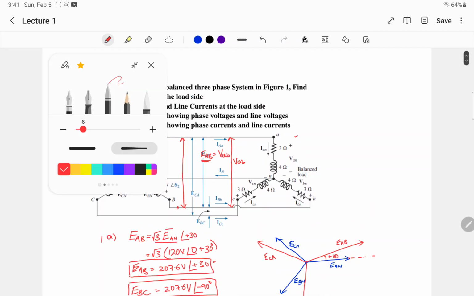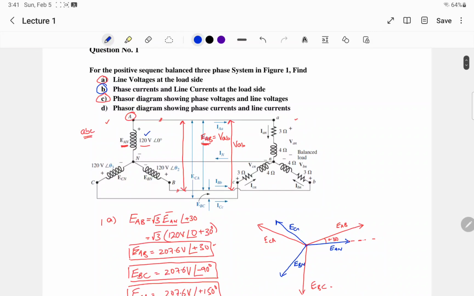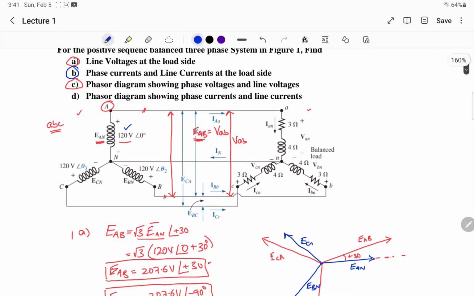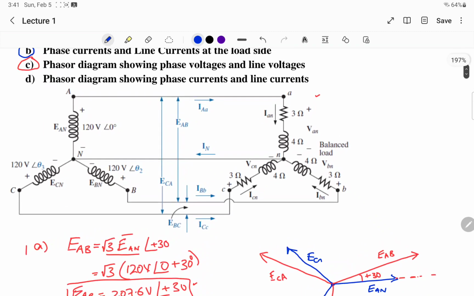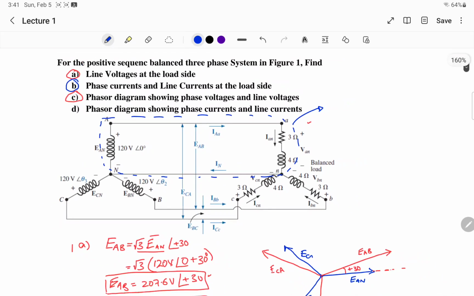Now let's look at the other part. I will be using the blue color. It says phase currents and line currents at the load side. So if you look at this, now this is a very good example of Y source and Y load. So this gives you a very unique opportunity. If we have this kind of circuit, if we know, look at this, and as we have discussed, this can also be converted into a per phase equivalent circuit.